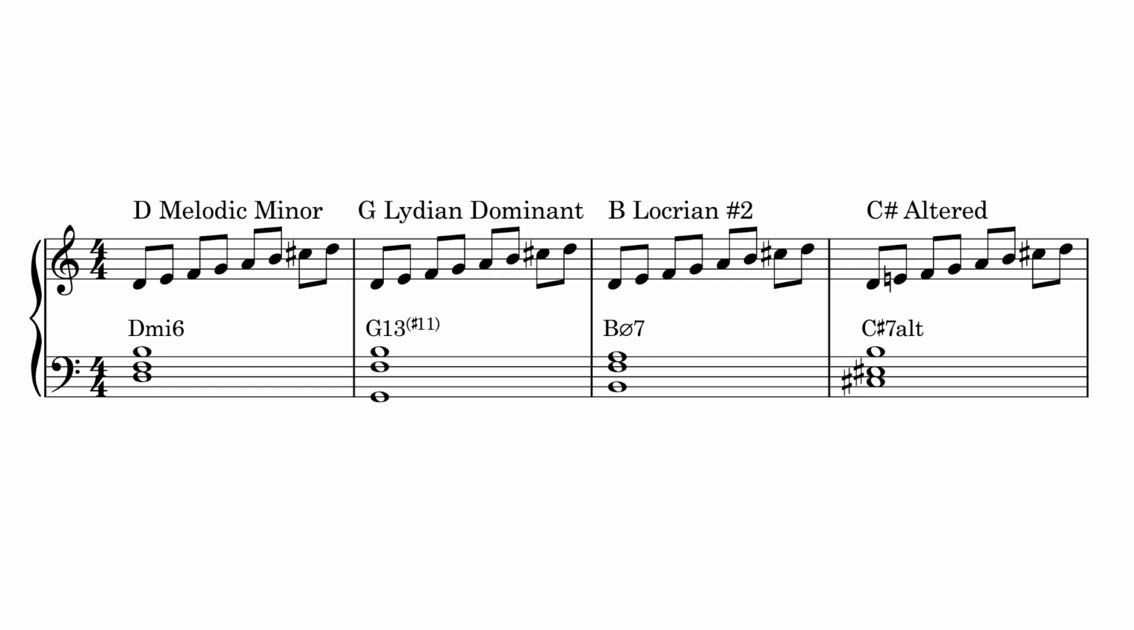To drive home the point, here's another group, this time based on the D melodic minor scale. D melodic minor, which is played over D minor 6 or D minor major 7 chords, G Lydian dominant, which is played over G7 sharp 11 chords, B Locrian sharp 2, which is played over B minor 7 flat 5 chords, and C sharp altered, which is played over C sharp 7 altered chords.